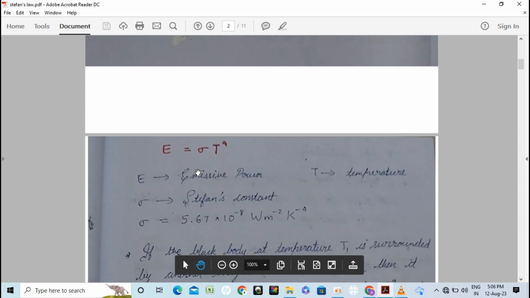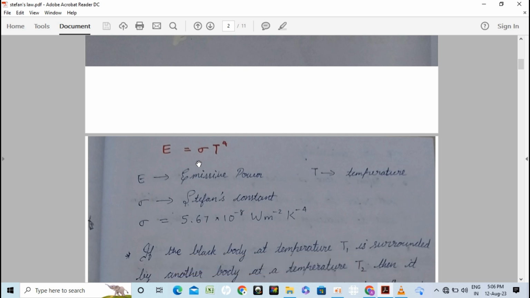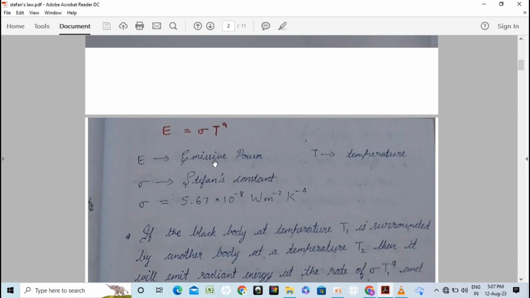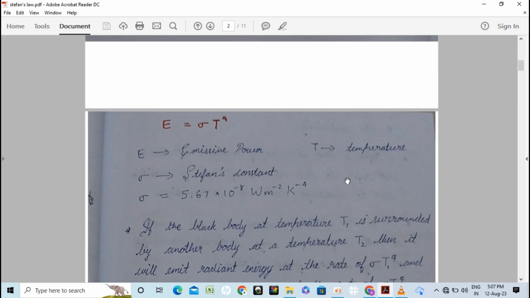Now, removing this proportionality symbol, we get a constant: the equation E is equal to sigma into T raised to 4. This sigma is the Stefan-Boltzmann constant. Its value is 5.67 into 10 to the power minus 8 watt per meter square Kelvin raised to minus 4. Now, E is the emissive power and T is the temperature.